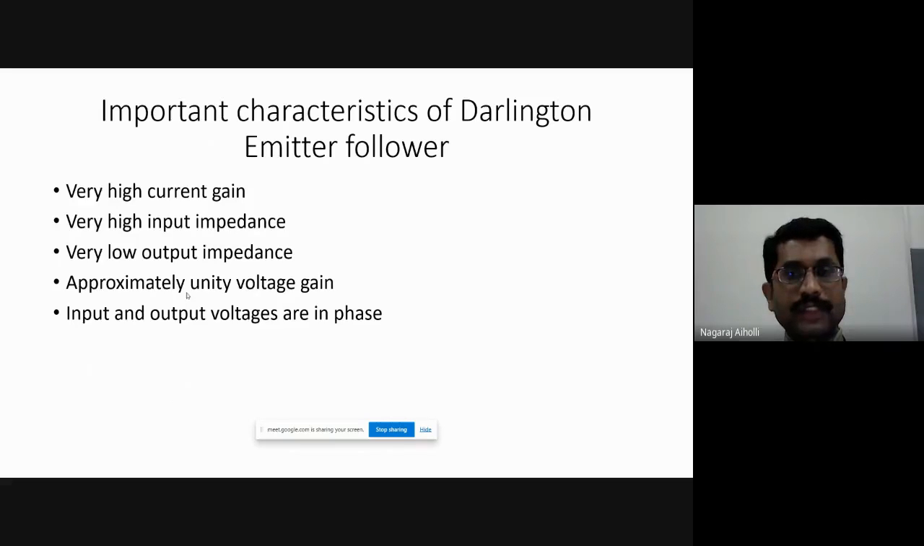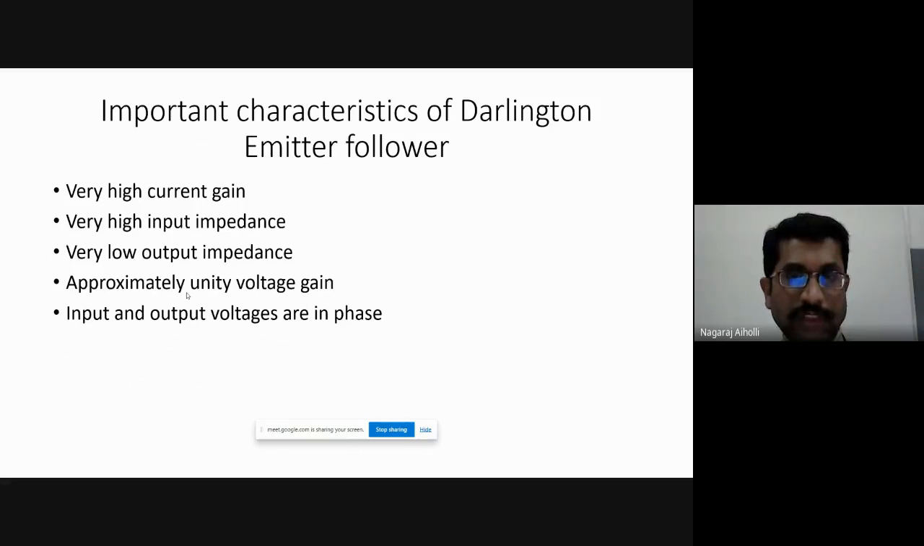Next, the important characteristics of the Darlington emitter follower. What are the features of the Darlington emitter follower circuit? It has very high current gain, very high input impedance, very low output impedance, and unity voltage gain equal to 1.